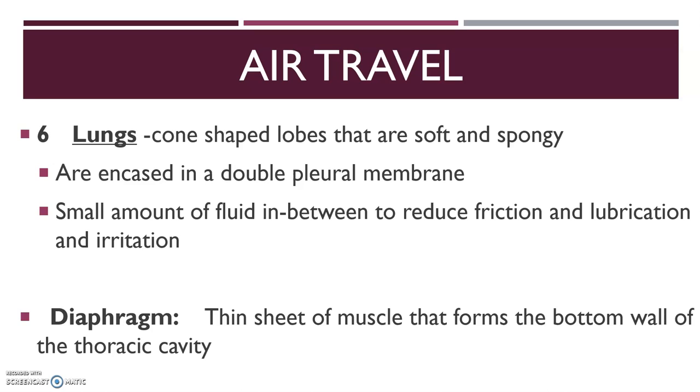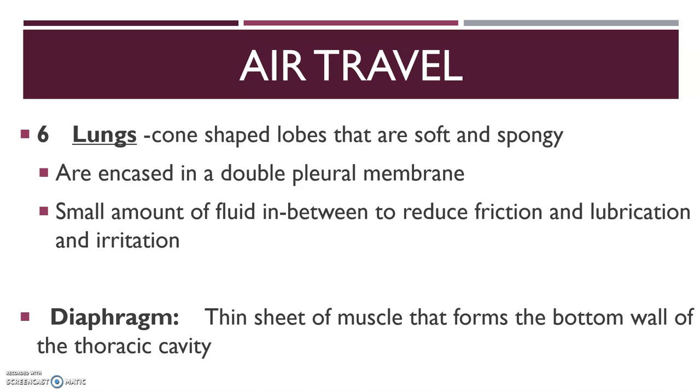Now, as far as the last place the air is going to travel, it goes to the lungs. These are distinct cone-shaped lobes, very soft and spongy. There is a right and a left lobe. They are encased in a double pleural membrane, and that's going to allow a small amount of fluid to go in between, so it reduces the friction and lubrication and irritation. Just so you know, the right lung is larger than the left. It does have 3 lobes instead of 2 for the left.